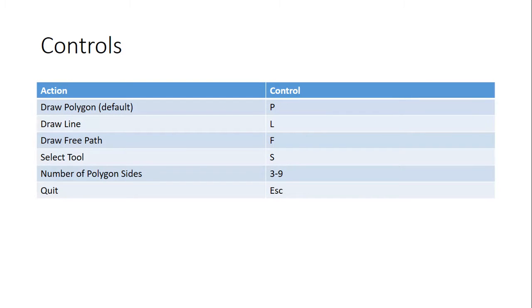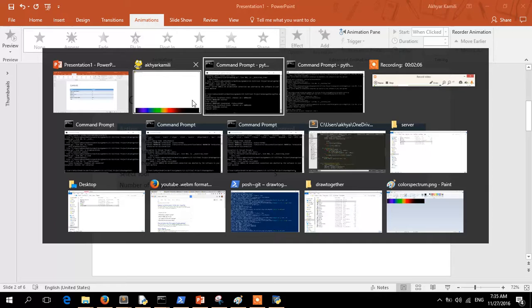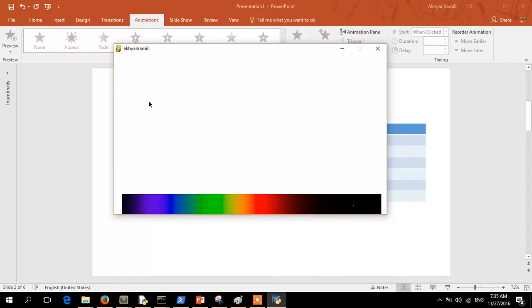I have controls. So instead of buttons, I figured it would be faster if we just use the keyboard, like pro users do in Photoshop or Illustrator. You see here we have several actions, and we have a key associated to each action. For example, I have P to draw a polygon, which is the default. So if I look at my drawing window, my default is that I'm drawing one single polygon.